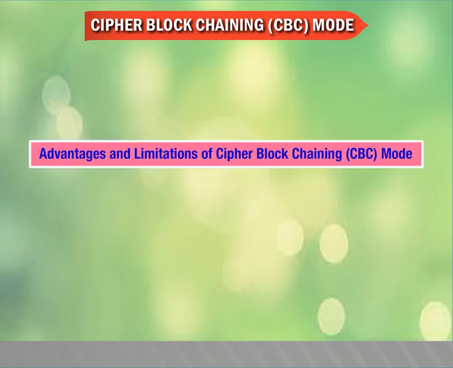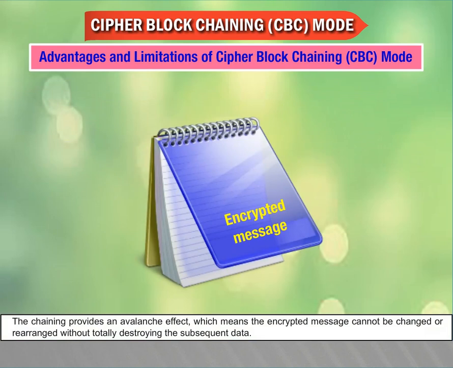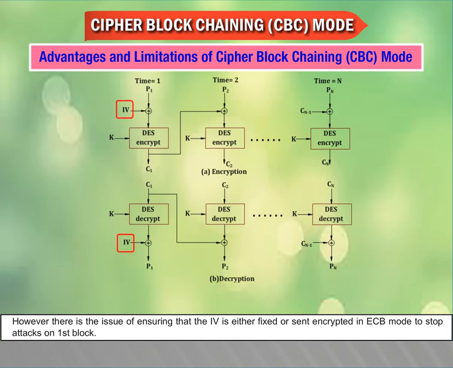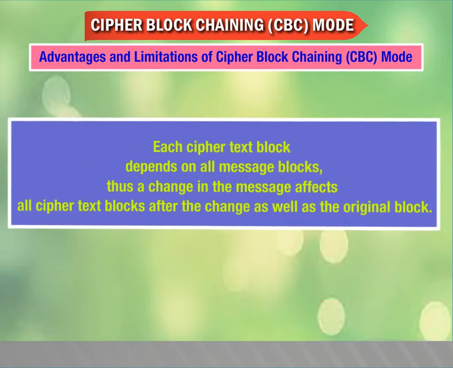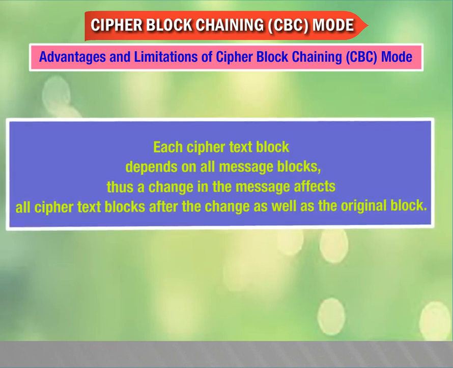Advantages and limitations of cipher block chaining CBC mode. The chaining provides an avalanche effect, which means the encrypted message cannot be changed or rearranged without totally destroying the subsequent data. However, there is the issue of ensuring that the IV is either fixed or sent encrypted in ECB mode to stop attacks on the first block. Each ciphertext block depends on all message blocks. Thus, a change in the message affects all ciphertext blocks after the change as well as the original block.